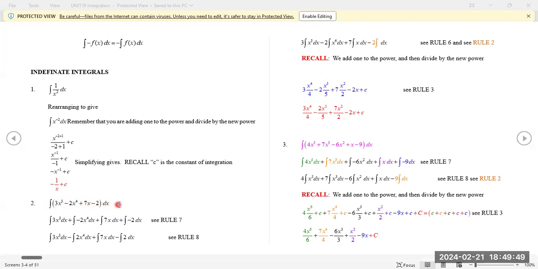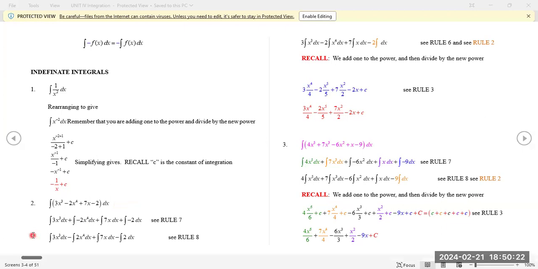Remember, I said to you that from one of the laws, for f of x plus or minus g of x, I can just integrate f of x dx plus or minus the integral of g of x dx. I can integrate them individually. That's what we're going to do.